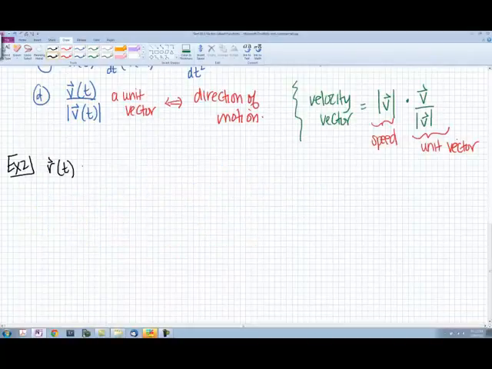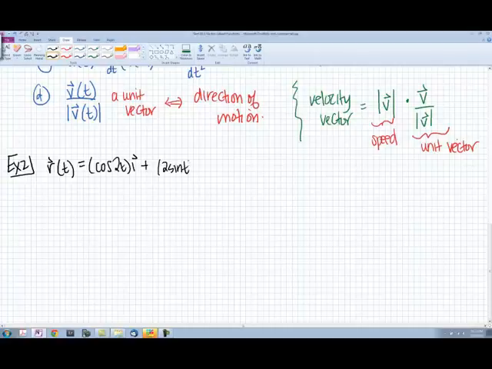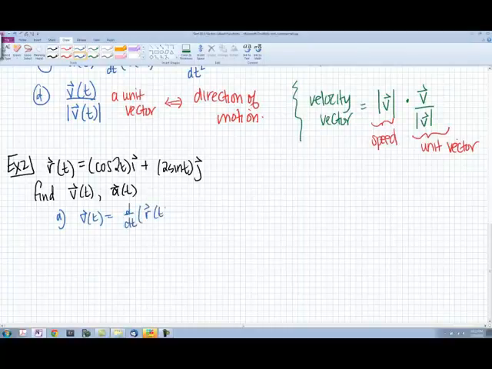Let's do a couple calculations here. Let's say vector r of t is cosine 2t times vector i plus 2 sine t times vector j. I want us to find the velocity vector and the acceleration vector. So of course for the velocity vector, you just need to take the derivative with respect to time of your position function. So we can differentiate cosine 2t, which is going to be negative 2 sine 2t times vector i, and then take the derivative of 2 sine t, which is 2 cosine t times vector j.